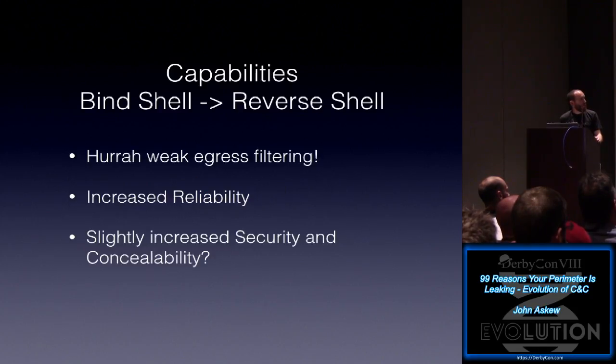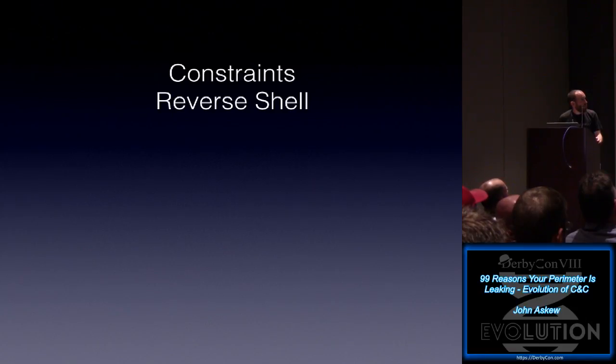So we've increased our capabilities, right? Yay, weak egress filtering, because this is going to work in a lot more scenarios, because egress filtering in corporate environments is generally a lot weaker than ingress filtering. There's usually some way out of the environment, or at least it's a lot easier to get out than it is to get in. So we've increased our reliability. It's working in a lot more situations that are useful to us. And we've maybe slightly increased security and concealability and some other things as well. But mainly, we've got that increased reliability, which is cool. So reverse shell is great. We can all go home, right?